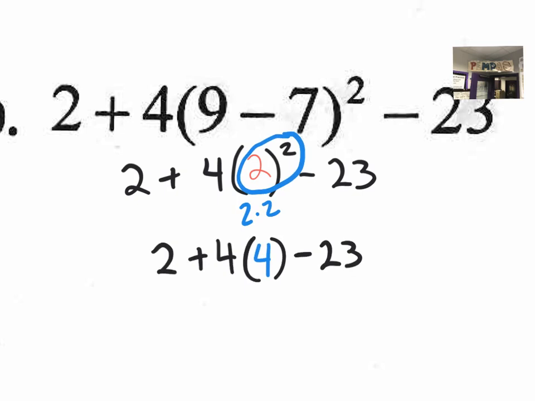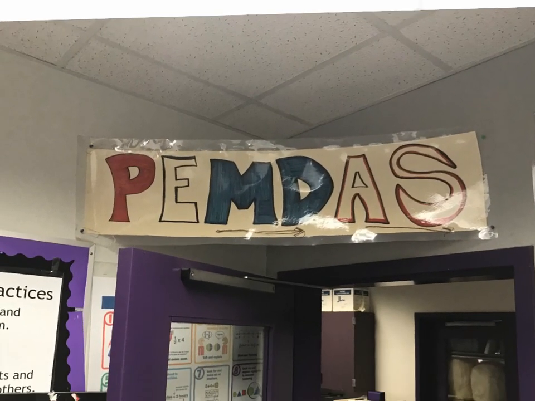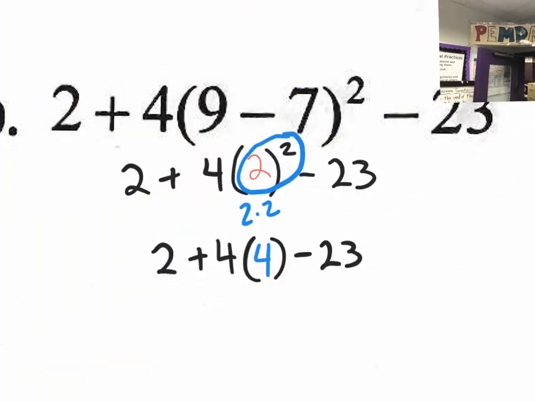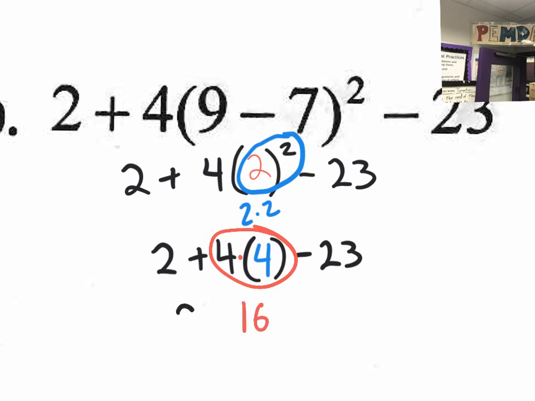So I've already done parentheses, I've already done exponents. We are now moving to multiplication or division. So do we have multiplication or division? The answer is yes. We have multiplication right here between the 4s. So I need to multiply 4 times 4, that is 16. And I'm going to have a 2 out in front with the plus sign with the minus 23.